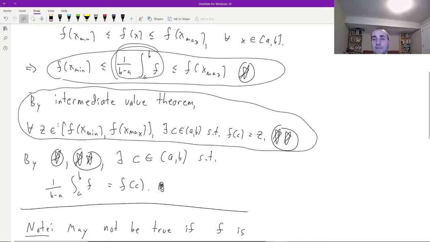I'm going to defer any applications of the theorem until after we've talked about derivatives and their relationship to integrals, because that somehow makes it more interesting.